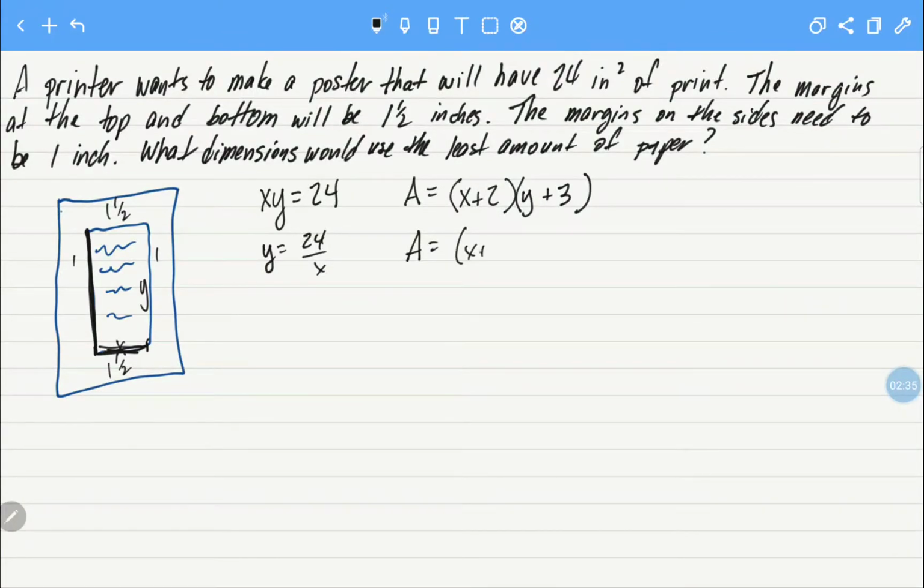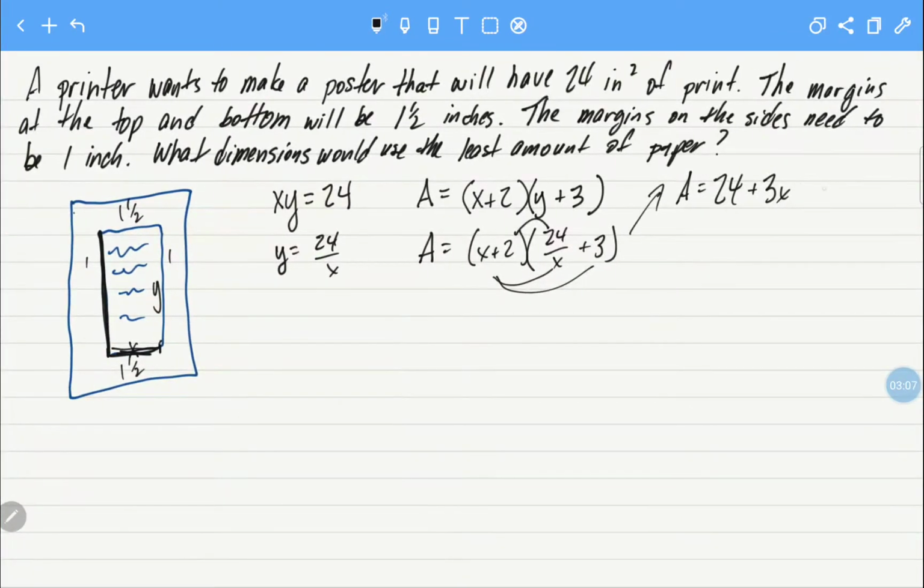I still have my X plus 2. And now instead of Y, I'm going to plug in 24 over X plus 3. Now I feel that I should multiply this out. Okay, so we'll just move this up over here, save me some space. X times 24 over X is just 24. Right? And X times 3 is 3X. And now I have this guy, which is 48 over X. And then the last part is 6.